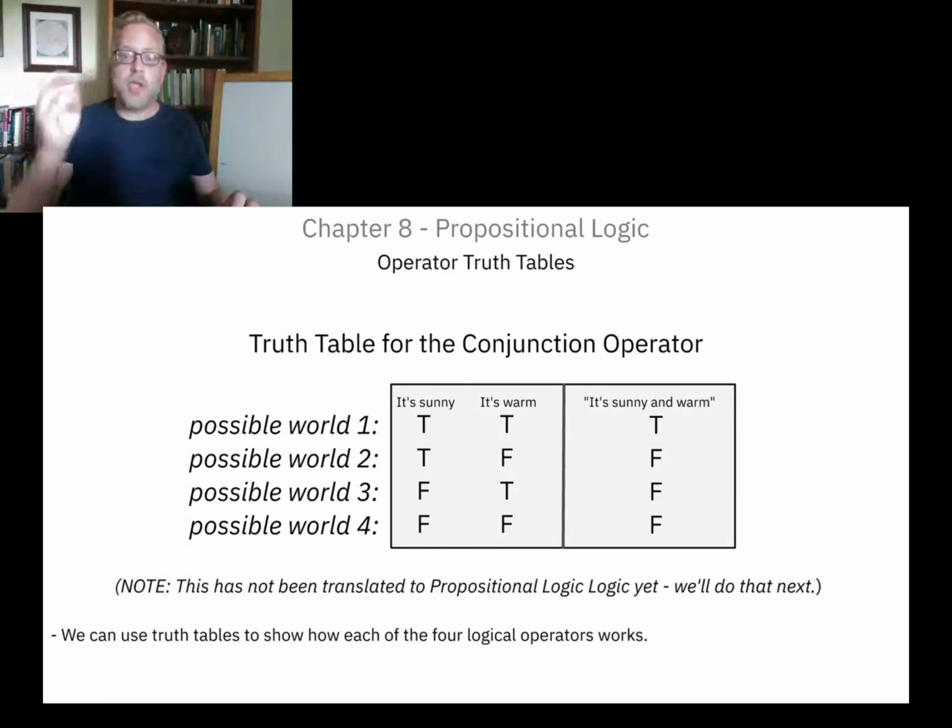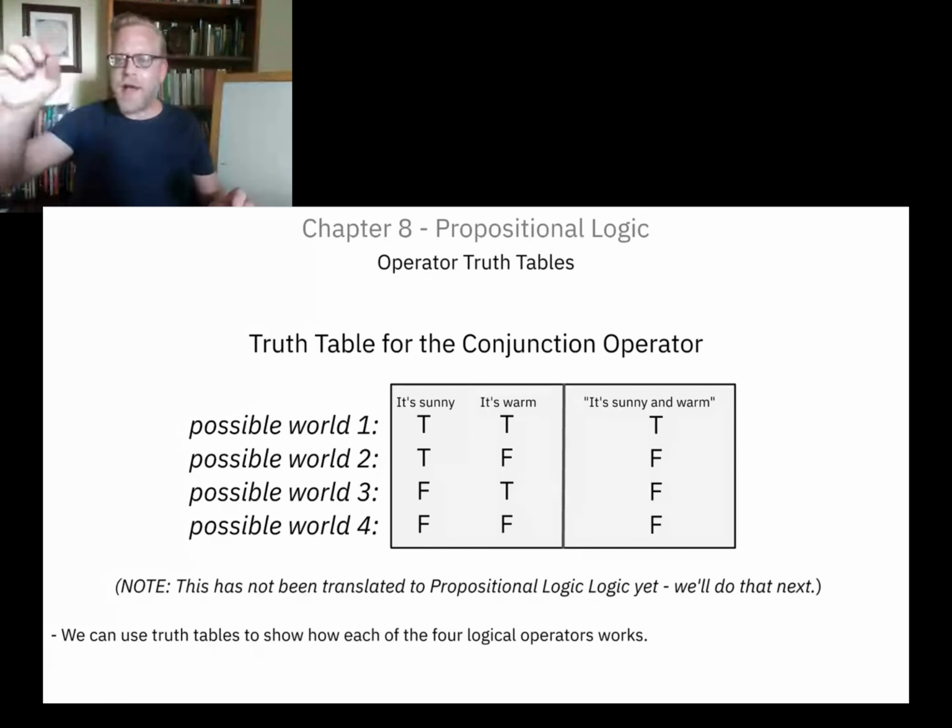Which is conjunctions, and statements, right? A and B, it's sunny and warm, like this one right here. Disjunctions, which are or statements, so A or B. And then conditionals, which are if A, then B, right? We've looked at conditionals a lot. Remember, the first part of the conditional is called an antecedent, and the second part is called the consequent. And then we'll look at negations, which just say not P, right?